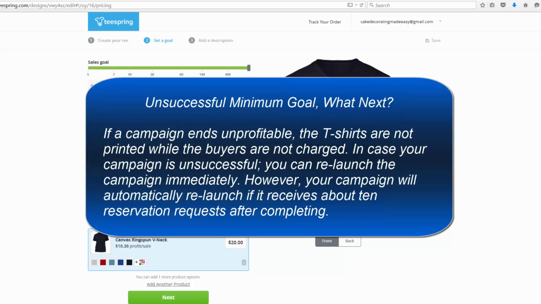Unsuccessful minimum goal. What next? If a campaign ends unprofitable, the t-shirts are not printed, while the buyers are not charged. In case your campaign is unsuccessful, you can relaunch the campaign immediately. However, your campaign will automatically relaunch if it receives about 10 reservation requests after completing.